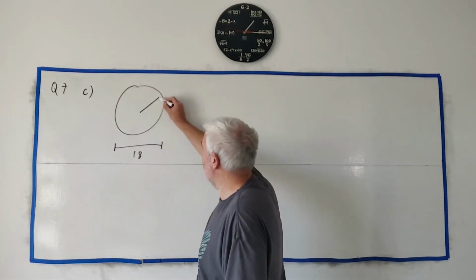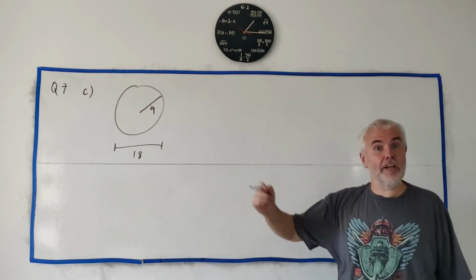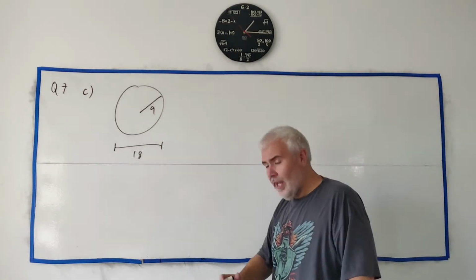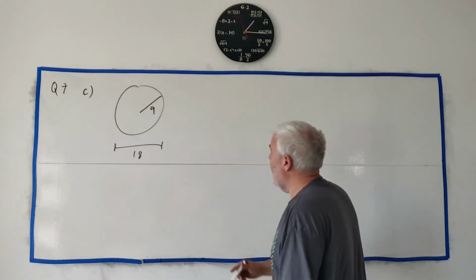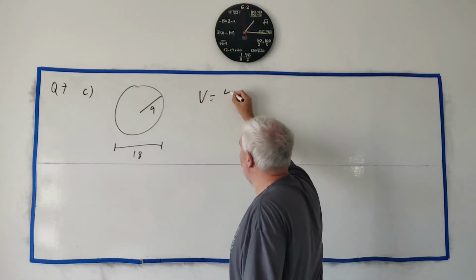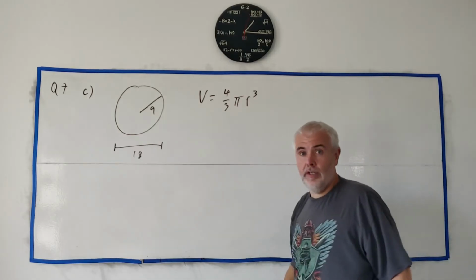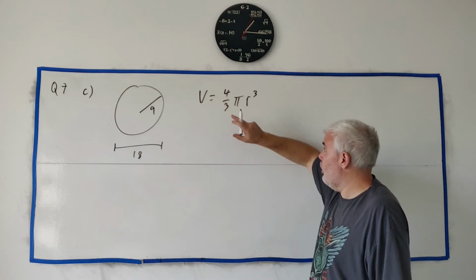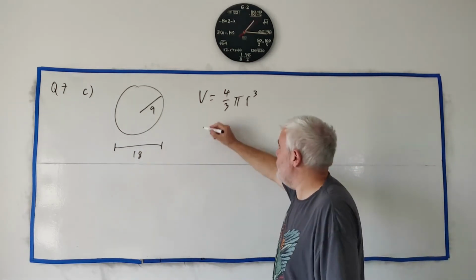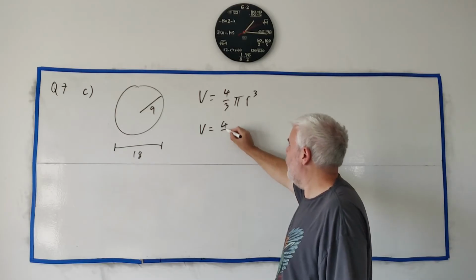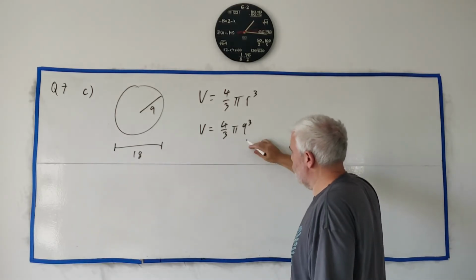We want the radius. The radius is half of this. It's 9. And they want us to figure out the volume of a ball. We have a formula for that. We can look it up if you don't remember it. I happen to remember it. The volume is 4/3 pi r cubed. 4 we know, 3 we know, pi we know, and r we now know is 9. So we can just fill all this in. 4 divided by 3 multiplied by pi, 9 to the power of 3.